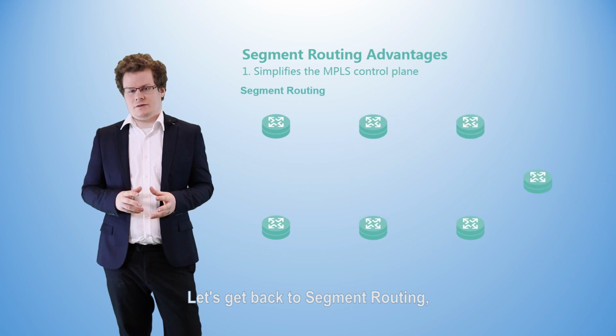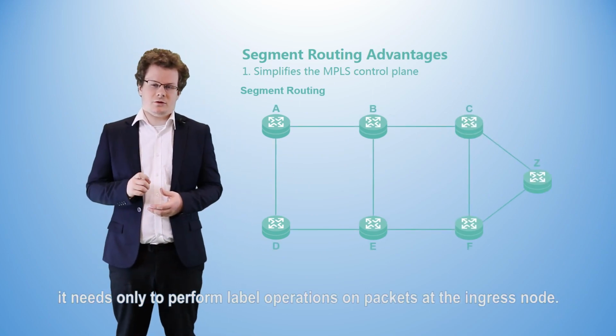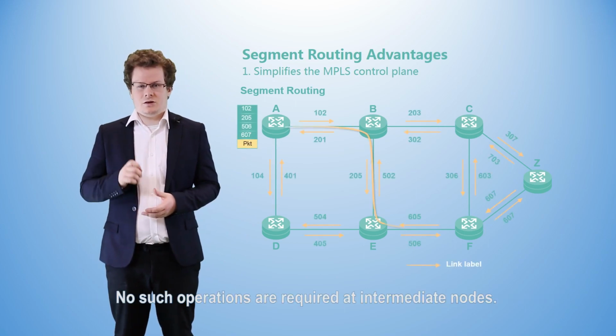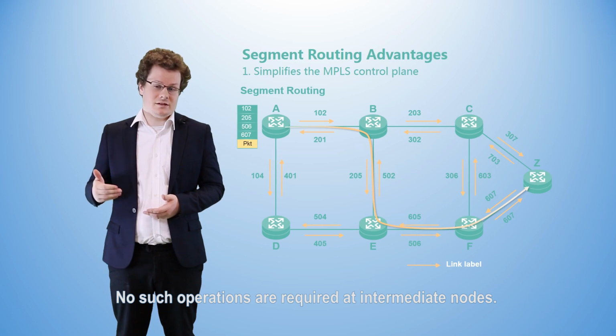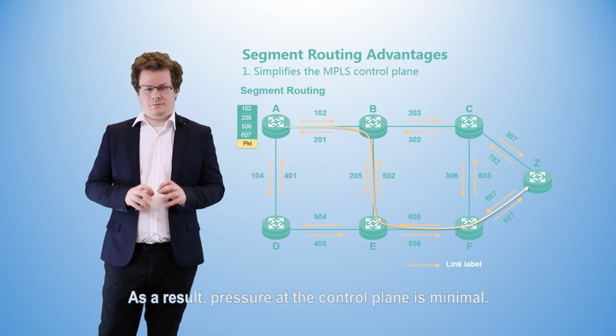Let's get back to segment routing. For segment routing to control service paths, it needs only to perform label operations on packets at the ingress node. No such operations are required at any intermediate nodes. As a result, pressure at the control plane is minimal.